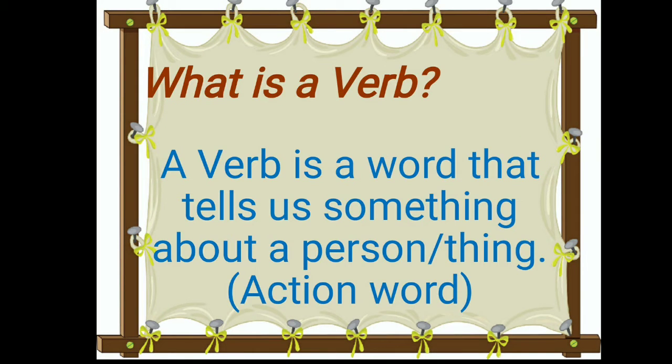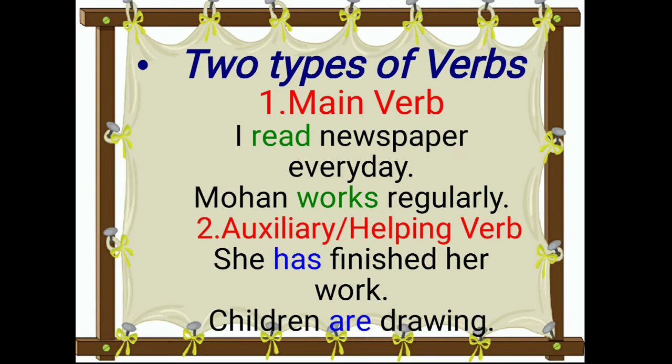Students, if you have gone through our second online lecture of parts of speech, we have already learned what a verb is. Now here we will see the meaning of the verb again. A verb is a word that tells us something about a person or thing. That means it is an action word. There are two types of verbs: first, main verb, and second, auxiliary or helping verb.